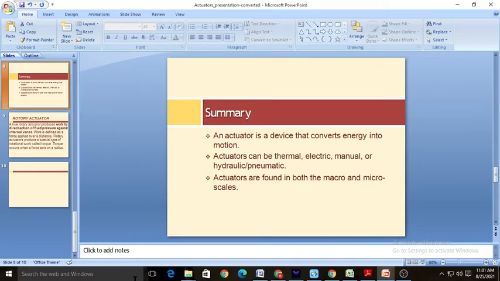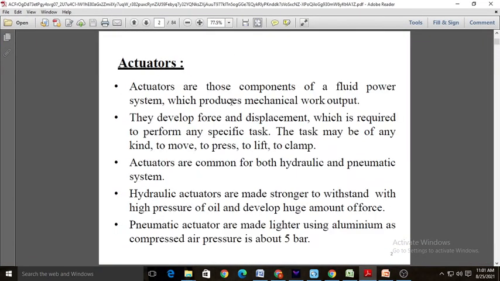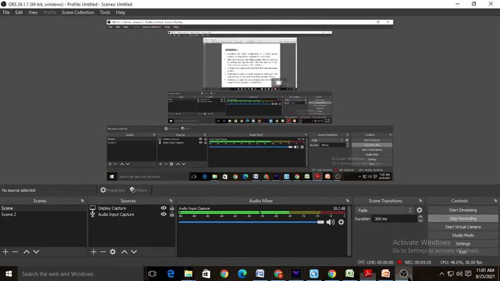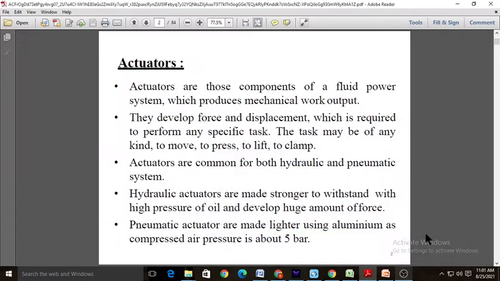Okay, now moving to the next slide. Here again we are going to revise this section. Here we discuss the hydraulic and pneumatic actuators.